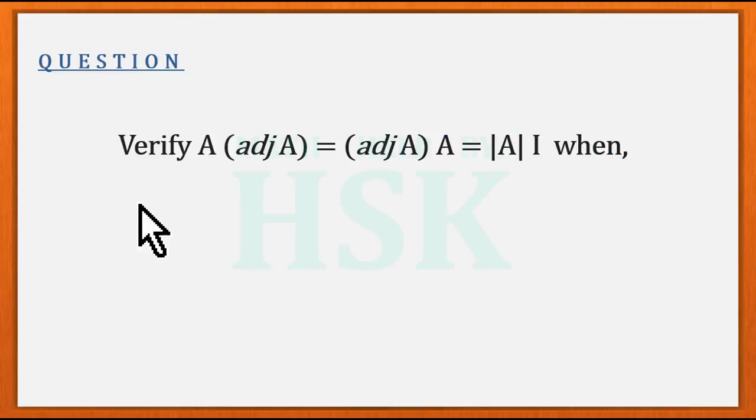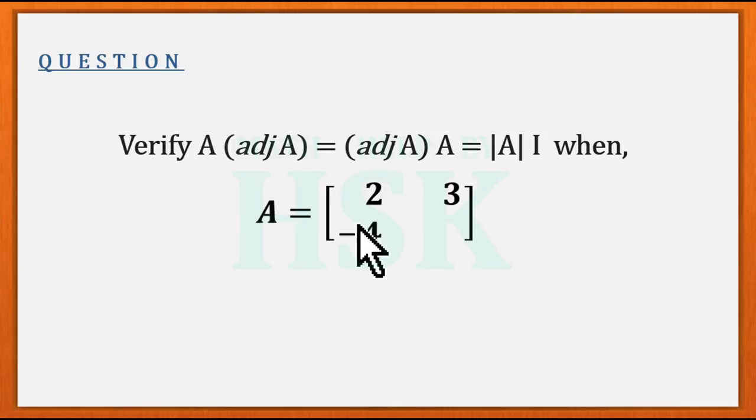Hello friends, the question is verify that matrix A into adjoint of the matrix A is equal to adjoint of A into A is equal to determinant of A into I, where I is the identity matrix, when the matrix A is given by 2, 3, minus 4, minus 6.